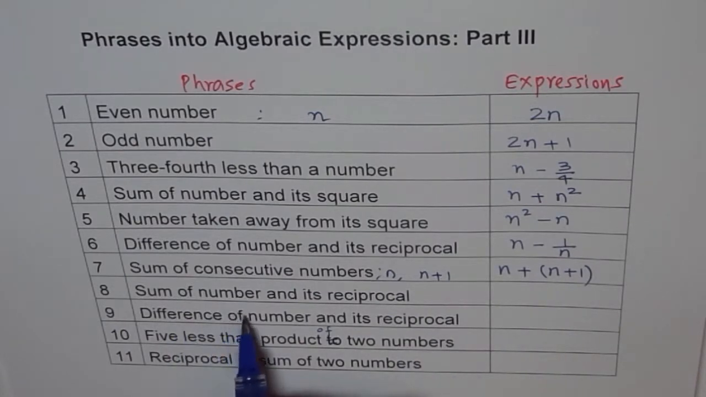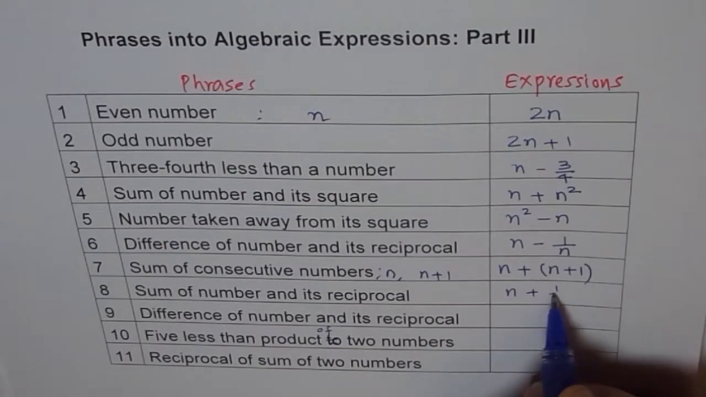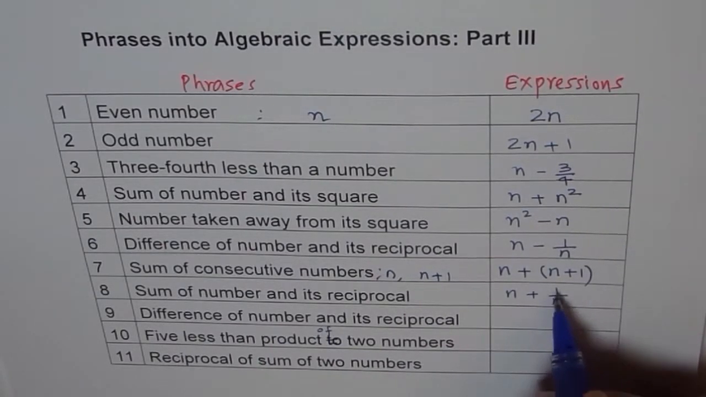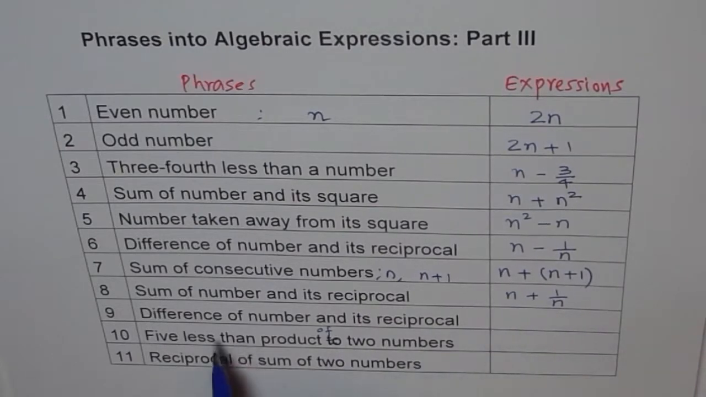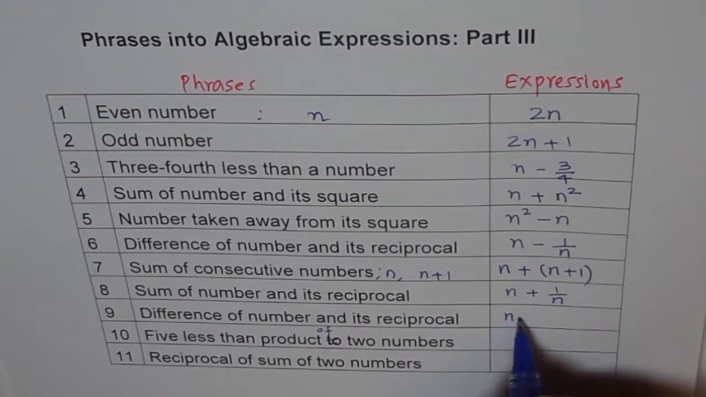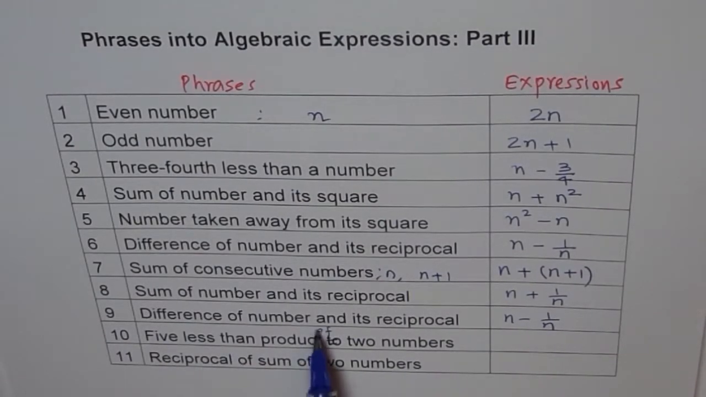Sum of number and its reciprocal. That means number plus 1 over n. This is to remind you what reciprocal is. Reciprocal is 1 over n. Okay. Difference of number and its reciprocal. So this is repeated. Let's write it again. Doesn't matter.